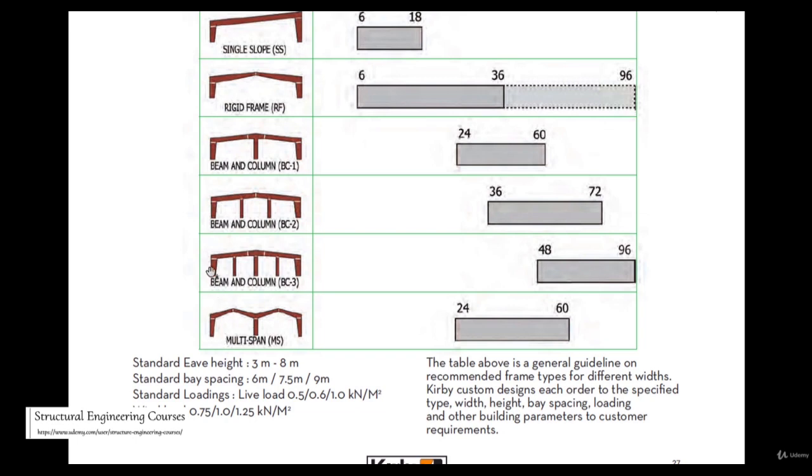Standard eave height, so this is called an eave. So this eave height is usually in the range of 8 meters. Most of the PEB structures that I have seen or I have designed are mostly for a clear height of 8 meters, or less or more.